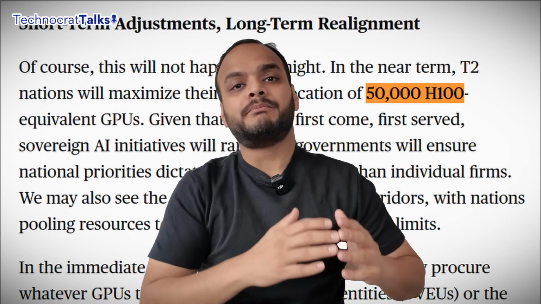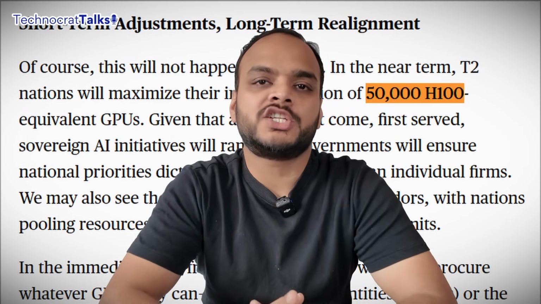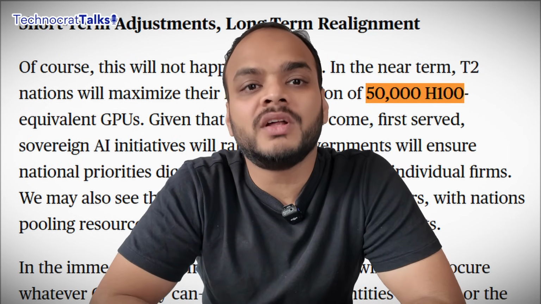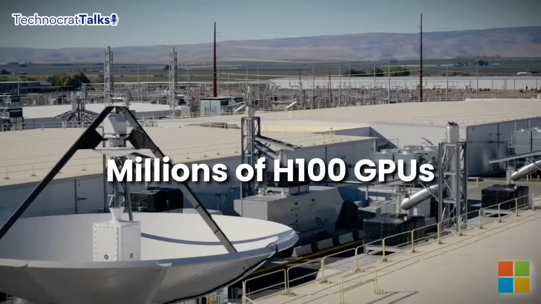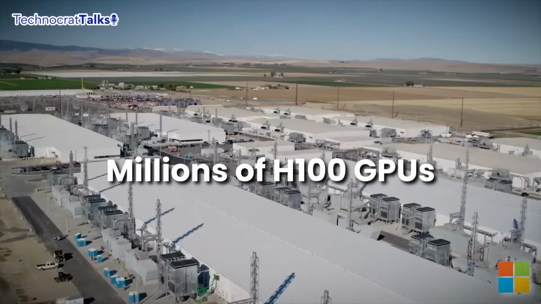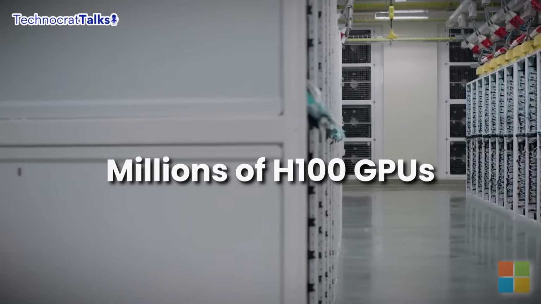Now, what are the impacts on a Tier 2 country like India? India faces significant restrictions. For example, India is capped at importing around 50,000 H100 equivalent GPUs over 3 years. To put this in perspective, Microsoft alone operates millions of H100 GPUs in its US data centers.